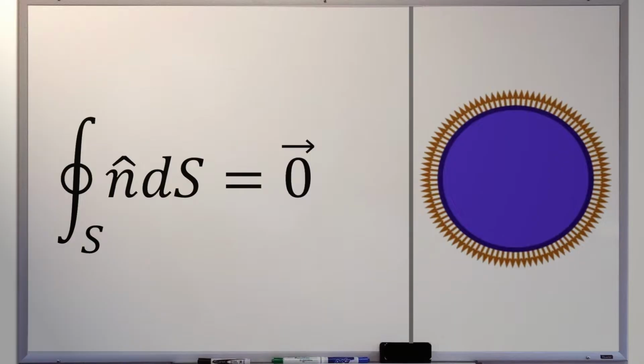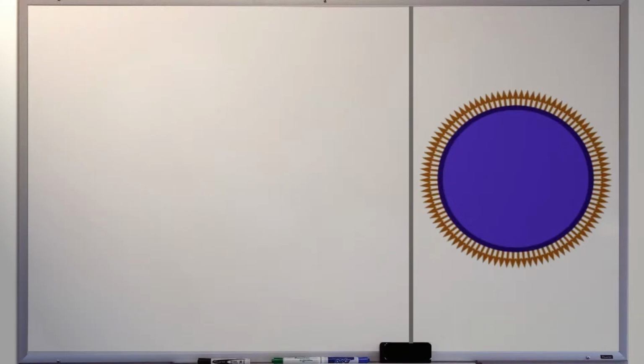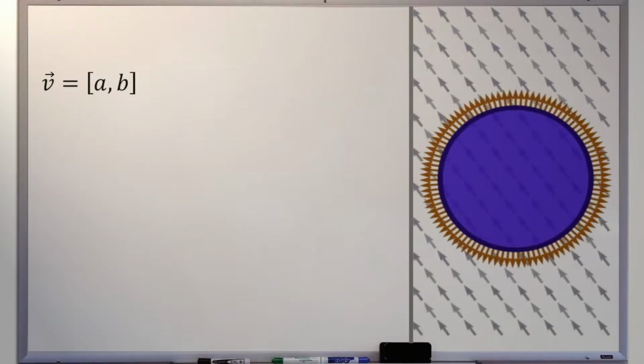Okay, so the first thing to look at is imagine our circle with our normal vectors. Now we're going to immerse it in a constant vector field, which we'll call v. V is just, in this case, two-dimensional, some constant a for the x component, some constant b for the y component. It's just a constant, uniform vector field.